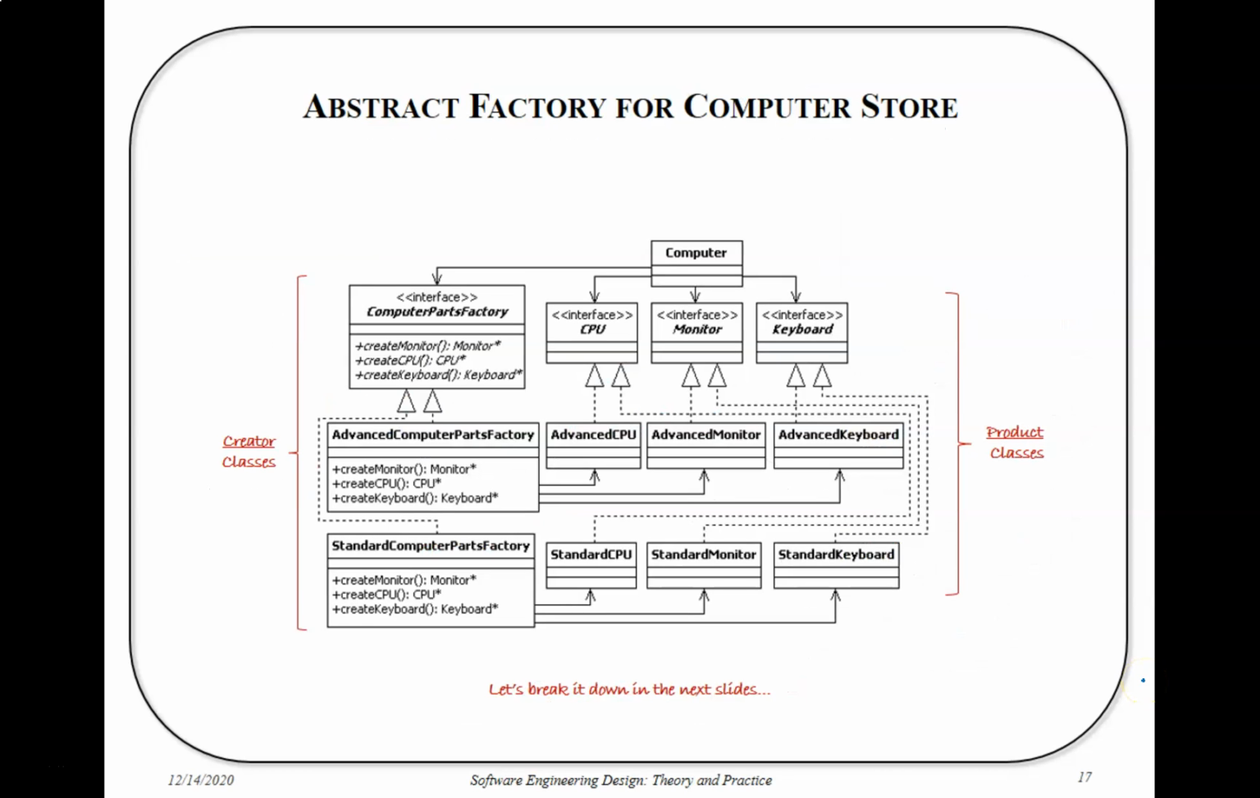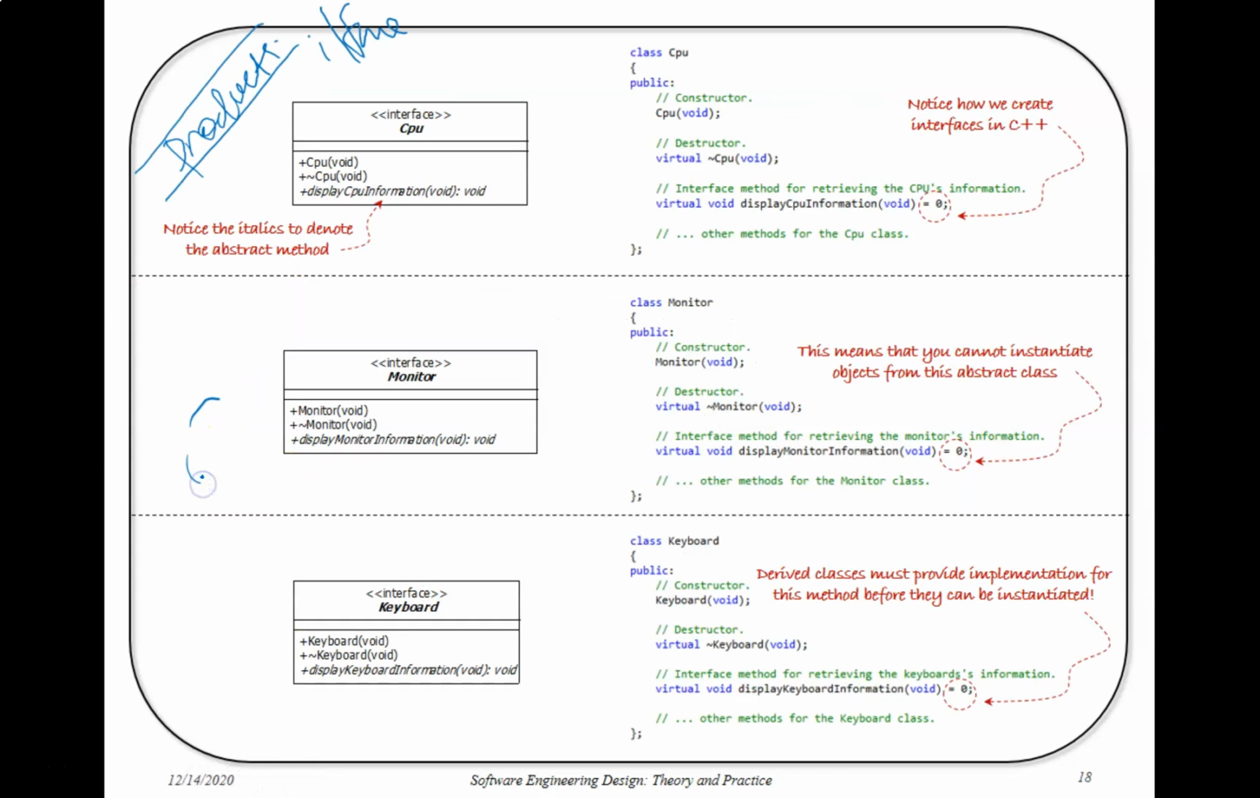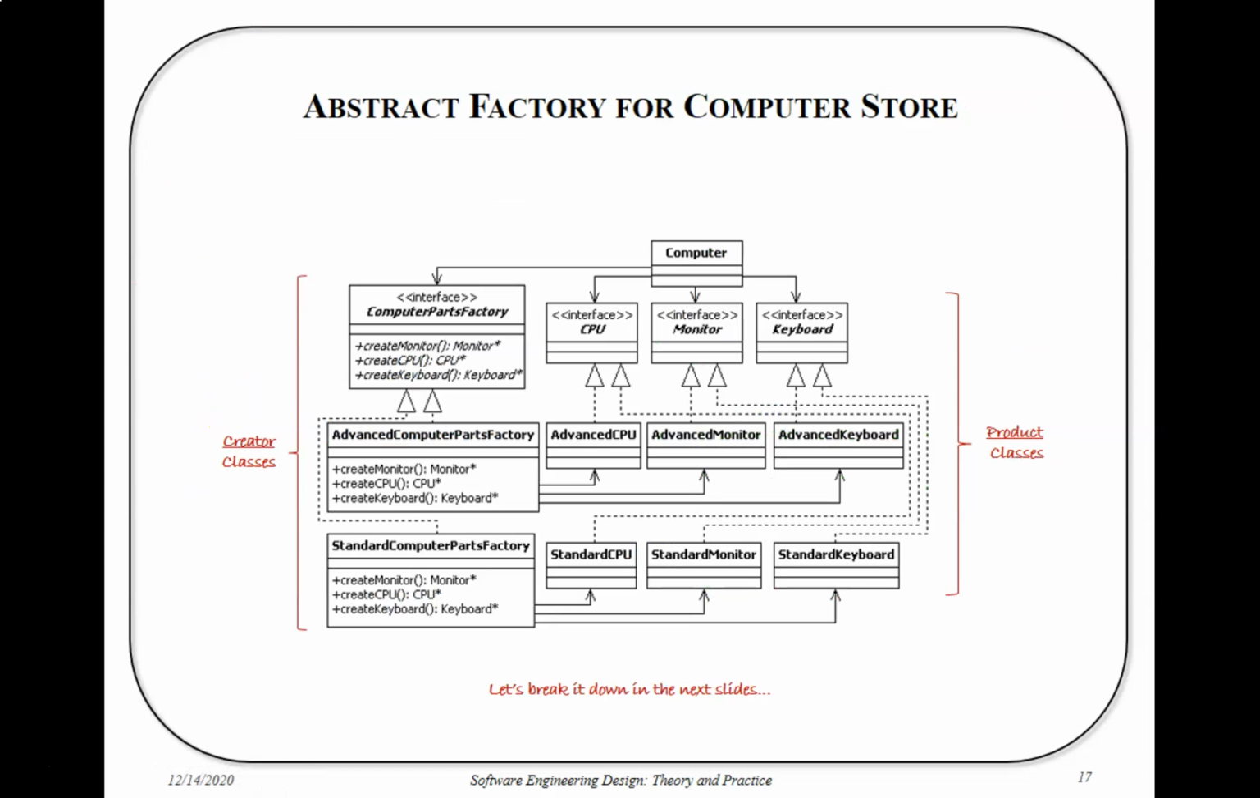Here is the class diagram for our computer store example. If you see the diagram, you will notice that it follows the components described in the structure of the abstract factory design pattern, where you have creator classes here, and then you have product classes here. So you have both creator and product classes.